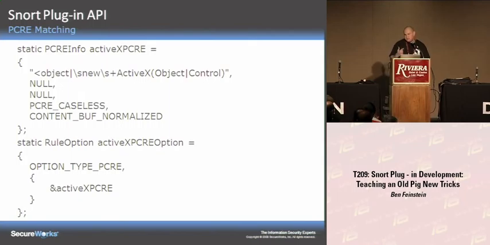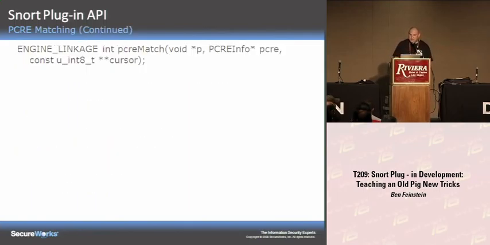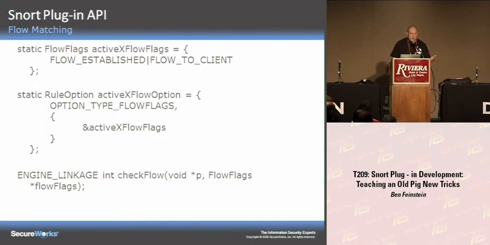PCRE matching, same thing here. You give it some PCRE flags. You give it what buffers you want to match against, and then you wrap it in a pound-defined option-type PCRE object. And there's your PCRE match function. If you've initialized your PCRE structure and you have a packet pointer, you can go call that. It's going to return rule match or rule no match, and you would know whether your PCRE is matching in that content or not.